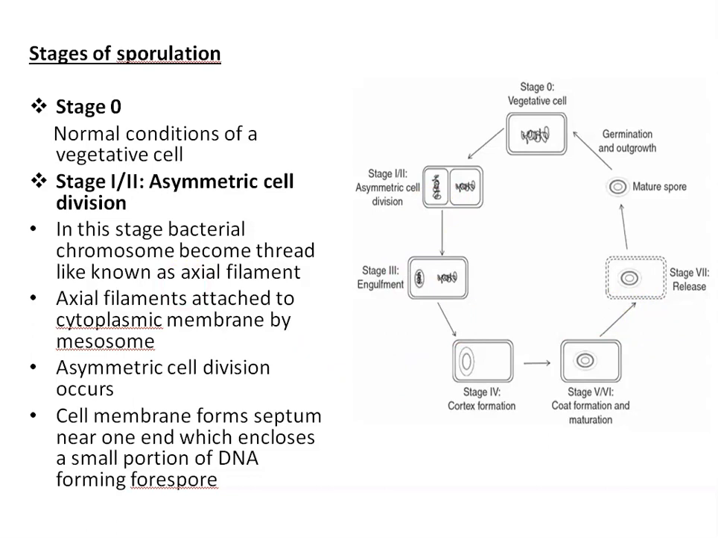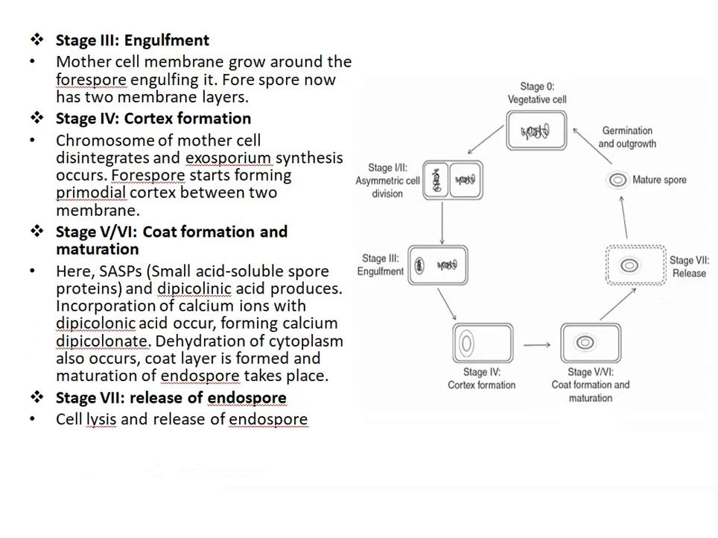Next, stage 3, engulfment. Engulfment means, here you can see stage 3, engulfment, where the mother cell membrane grows around the forespore, engulfing it. The forespore now has 2 membrane layers at this 3rd stage. Stage 4, cortex formation. Here, chromosomes of the mother cell disintegrate and exosporium synthesis occurs. The forespore starts forming the primordial cortex between the 2 membranes.